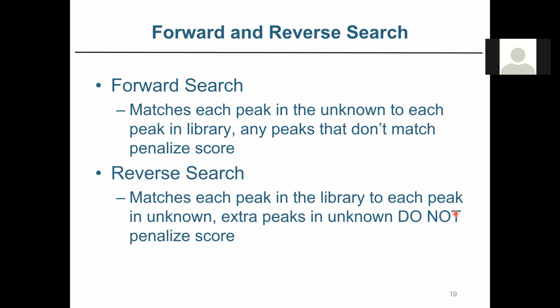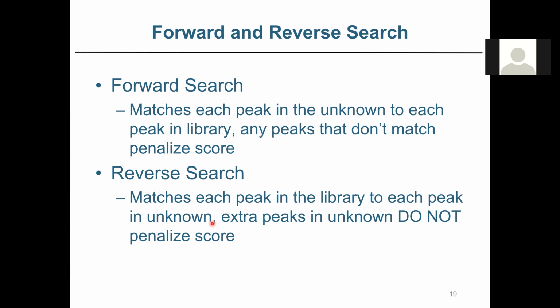Some of you may not be familiar with it. Forward search is very simple. What forward search does is match each peak in the unknown to each peak in the library. So if there are extra peaks in the unknown that aren't in the library, it penalizes the score. That means, for example, if you had a mixture peak, with more peaks in it than the pure component, you'd get a lousy forward search value.